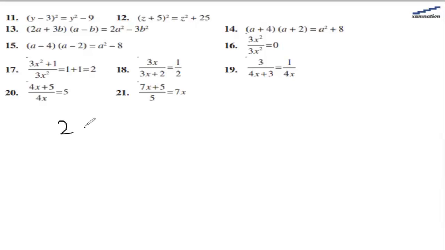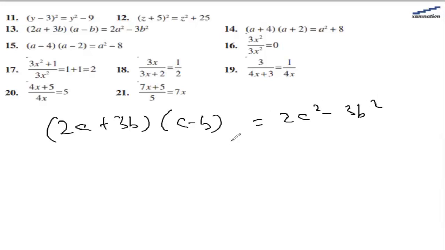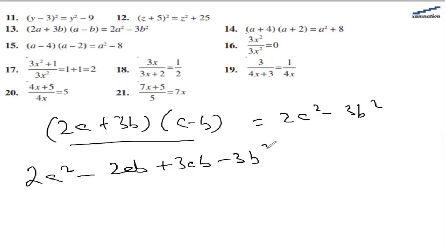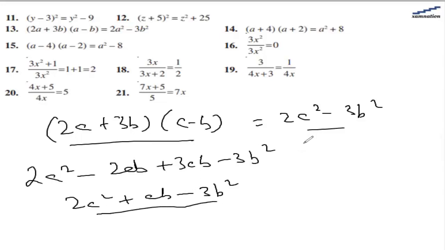In 13th part, we have 2a plus 3b and a minus b multiplied, equal to 2a square minus 3b square. So let's simplify or calculate the left hand side. So we have 2a square minus 2ab plus 3ab minus 3b square. So 2a square plus ab minus 3b square. So that is what we get when we solve the left hand side. But in the right hand side, we can see we only have 2a square and minus 3b square. We don't have ab, so we need to add ab.